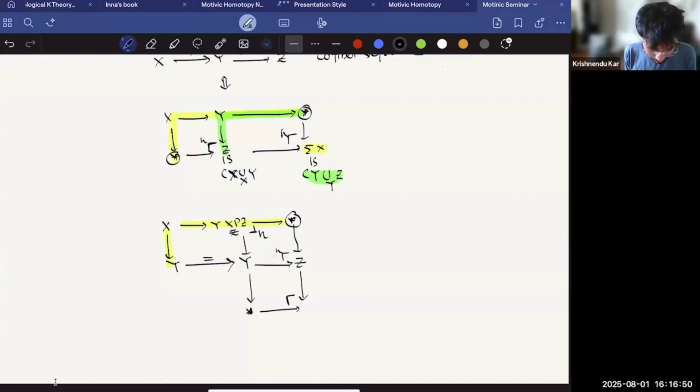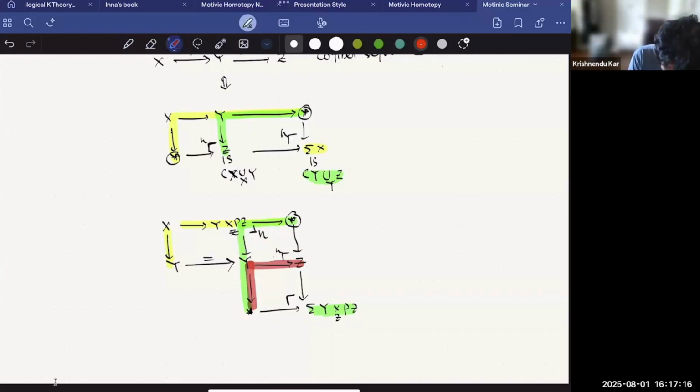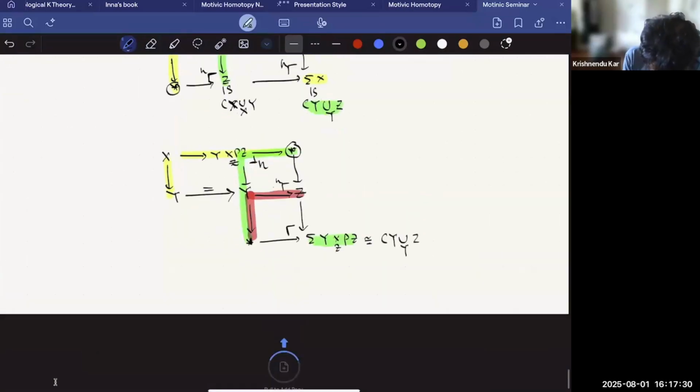If you take the homotopy push out of this guy, that will give you suspension of Y cross Z PZ, right? And that is the same as saying, the homotopy push out of this guy is this guy. Now, homotopy push out, this is the same as, by pasting lemma, this guy. Now, what is this guy? This is stably equivalent to your CY Z attached at Y. Now, what is that guy?